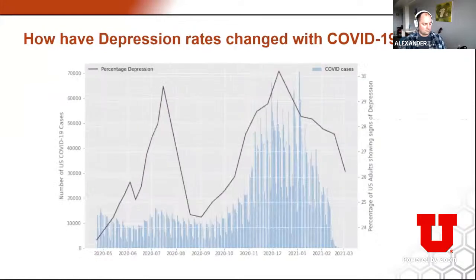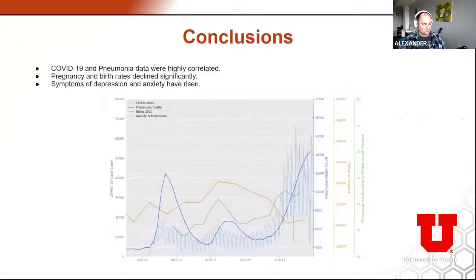Moving on to depression symptoms data, we see a similar trend in adults reporting symptoms of depression in higher percentages with COVID peaks. From this project, we learned that COVID-19 and pneumonia data are highly correlated. Pregnancy and birth rates significantly declined, and symptoms of depression and anxiety have risen and followed similar trends with COVID cases. Thank you.